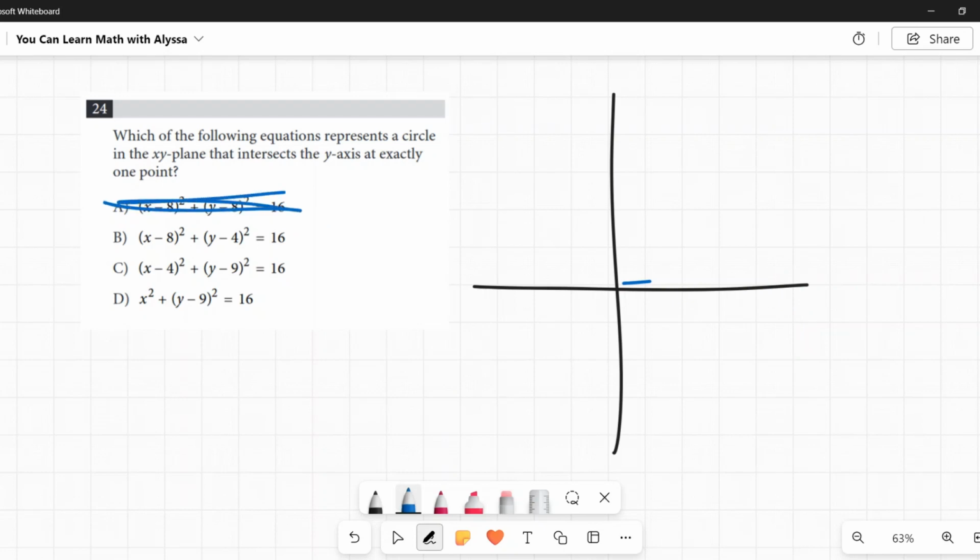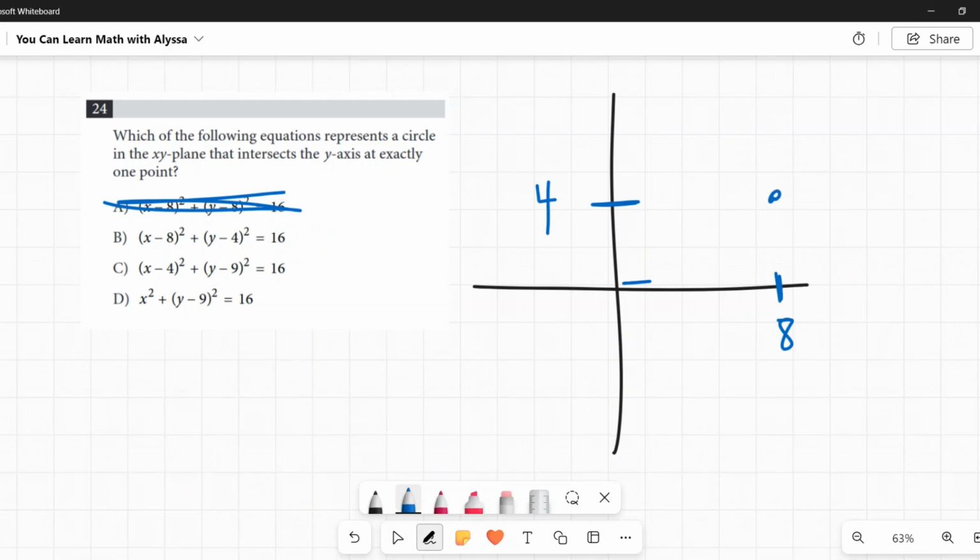Okay, x minus 8 squared. So we're still going to the right over to 8. Y minus 4 squared. This time we're only going up to 4. Still 16. Square root of that is 4, so our radius is 4.